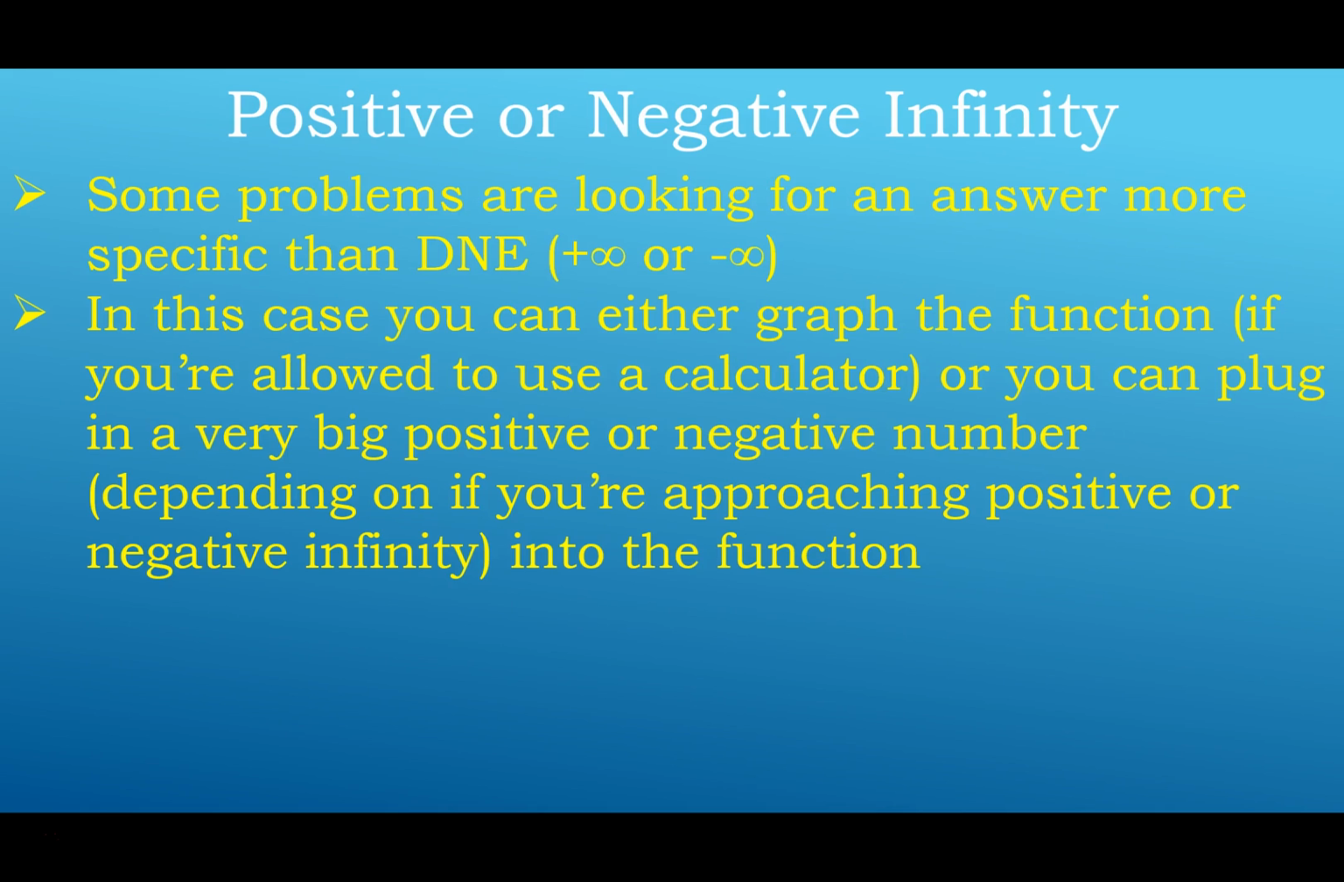Again, if they're looking for something that does not exist, whether it's positive or negative infinity, exactly what we talked about last time, you want to either use your calculator to see what number we're approaching, or plug in a very big positive or very big negative number. The reason it has to be big in this case is that we're talking about approaching infinity, so I can't just plug in 2. It's not really big. I want to plug in something like 5,000.